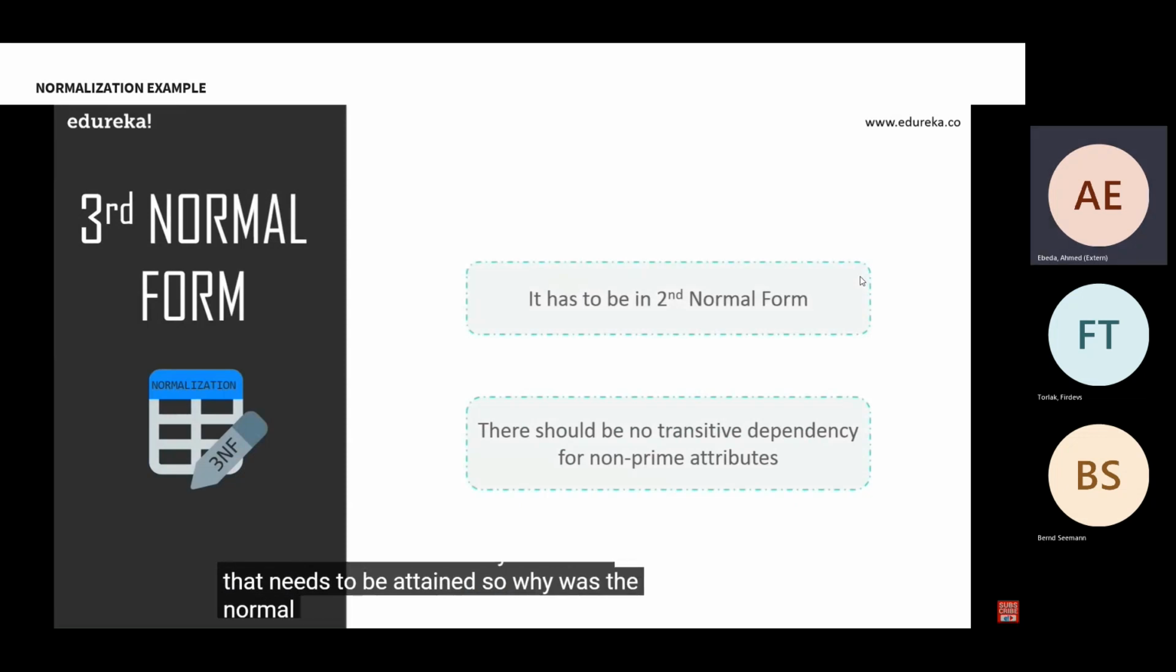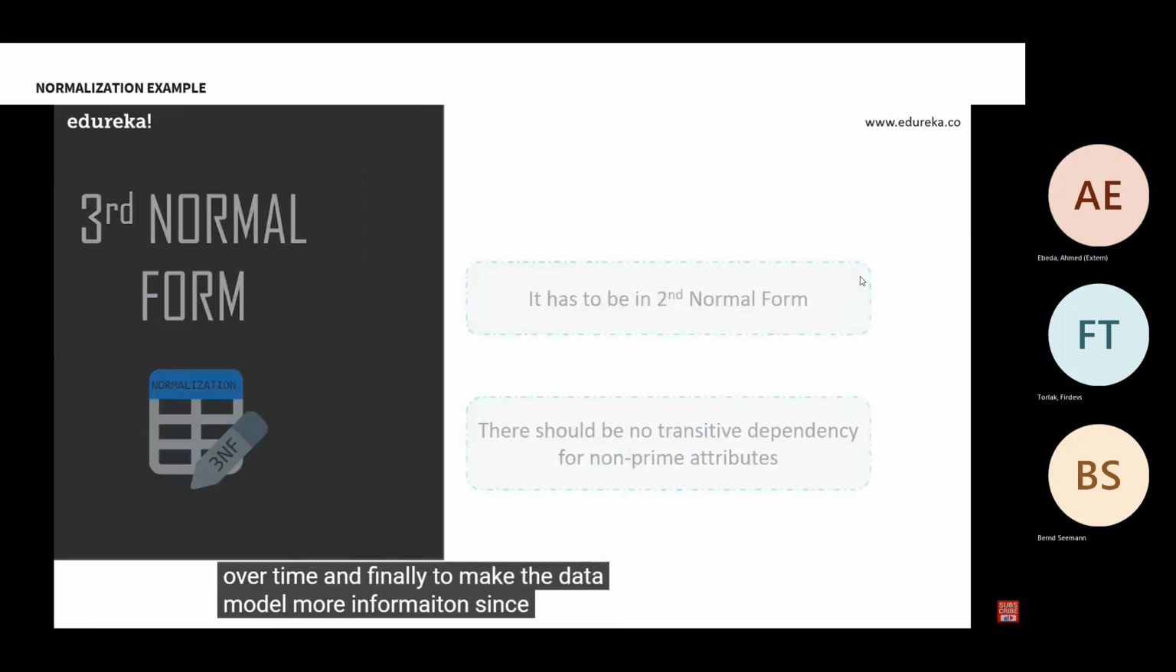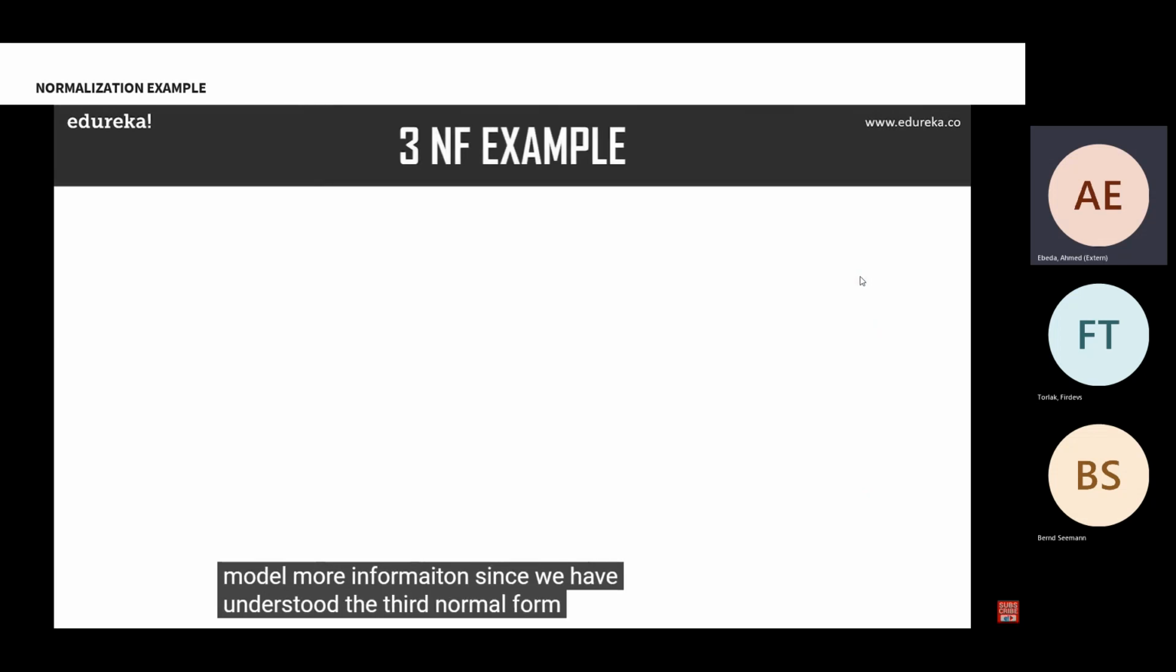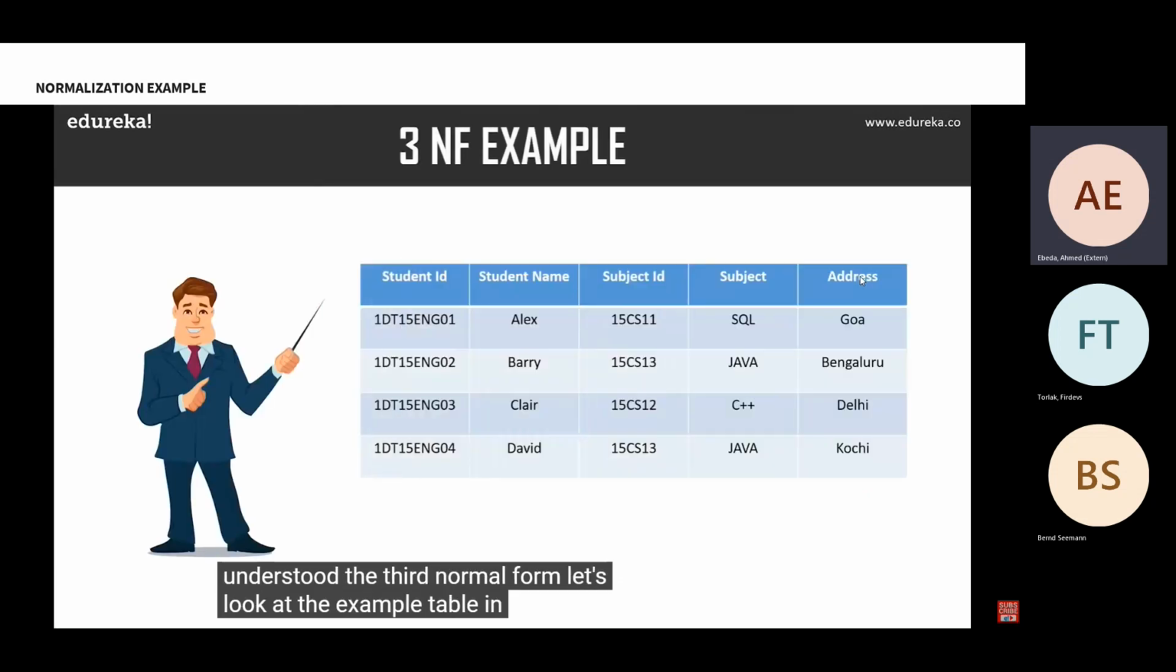So why was third normal form designed? Firstly, to eliminate undesirable data anomalies. Next one is to reduce the need for restructuring over time. Finally, to make the data model more informative. Since we have understood the third normal form, let's look at the example table.